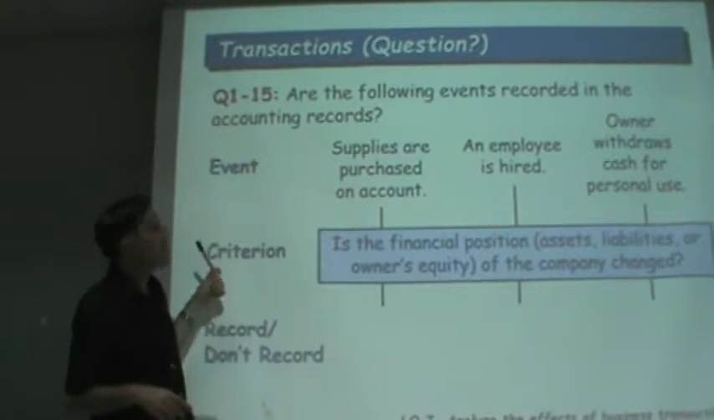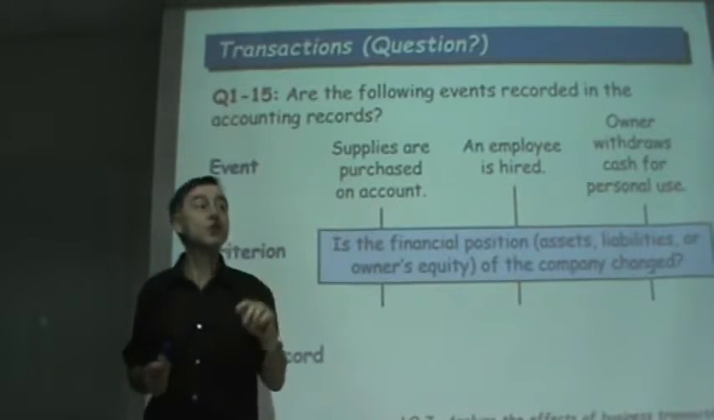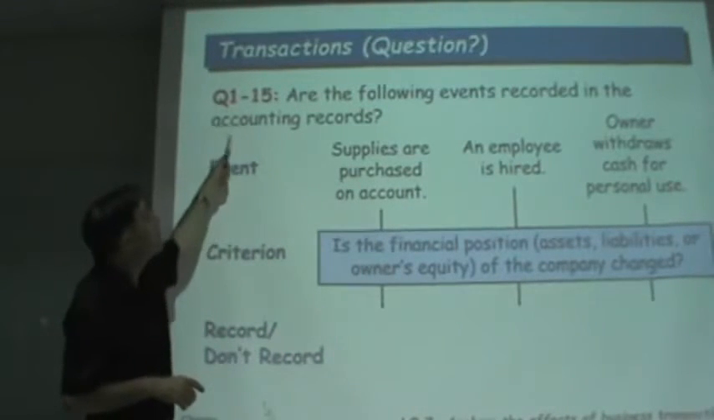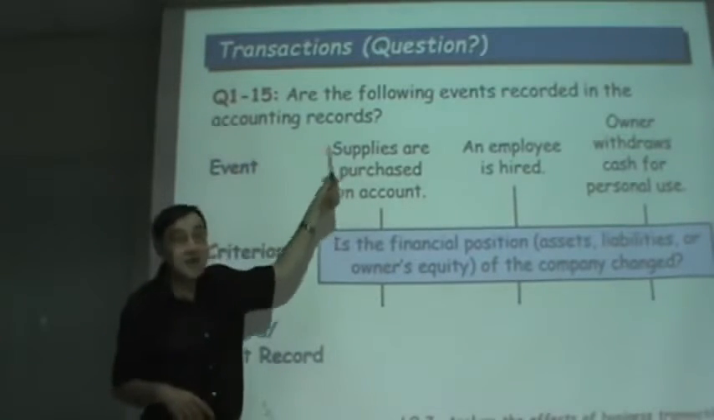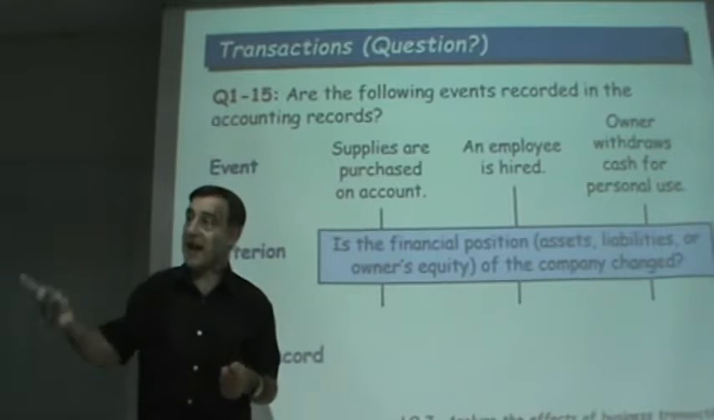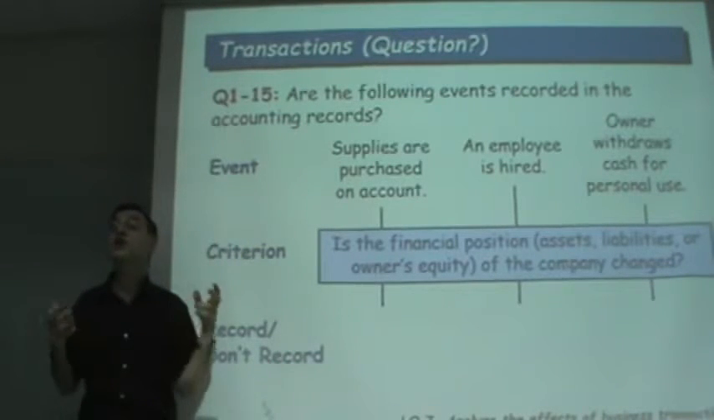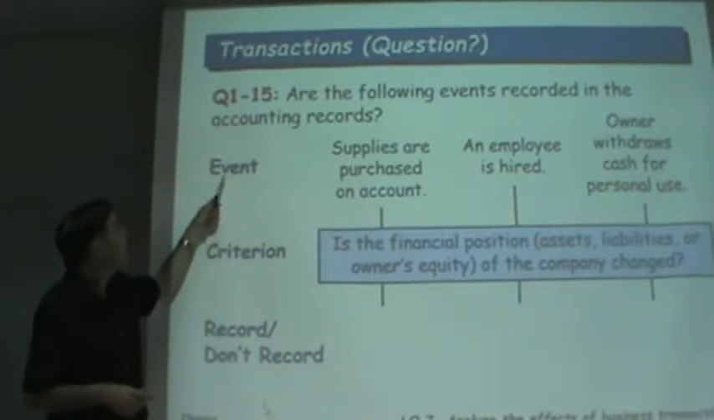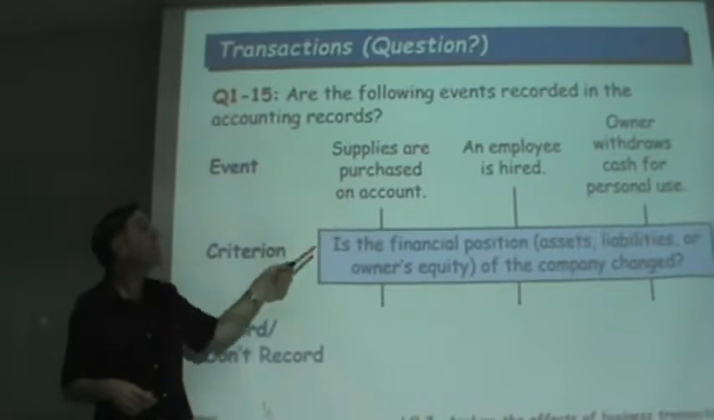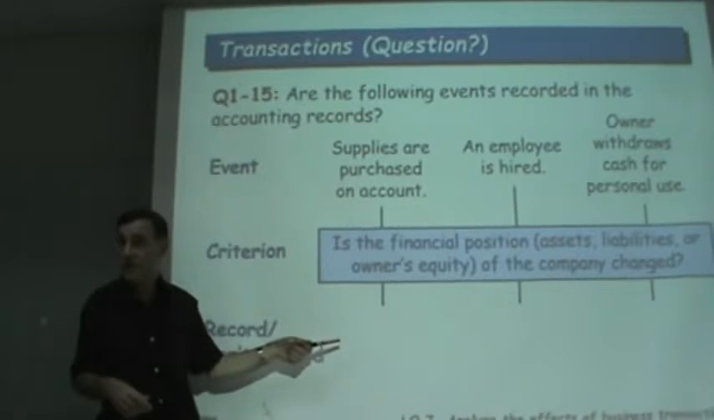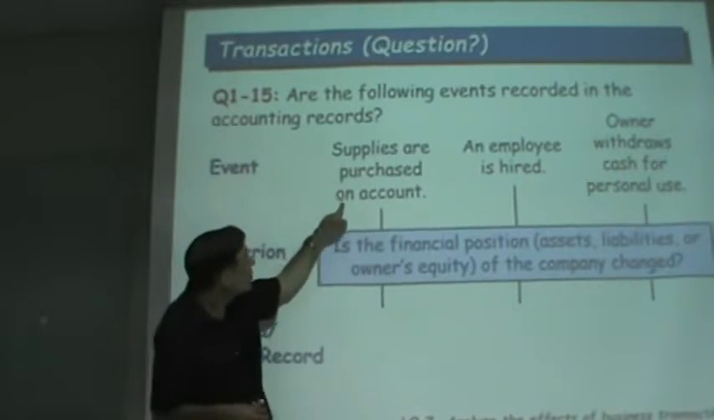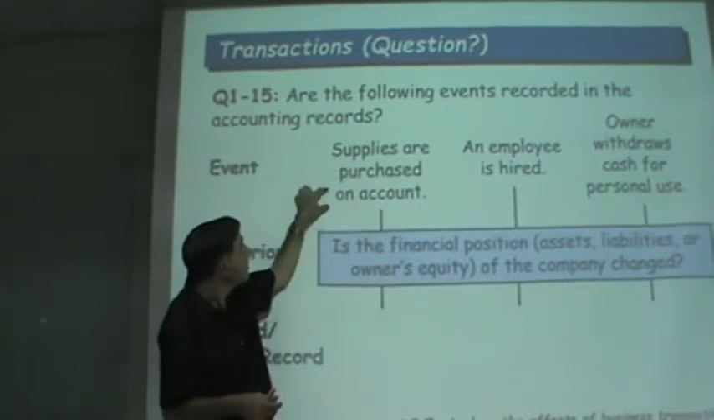So, this is a basic question, which we'll try to, or at least I'll explain here, is which of the following events are recorded? So, which of these events is a transaction and which is not a transaction? Number one, supplies are purchased on account. Let's explain this word on account.